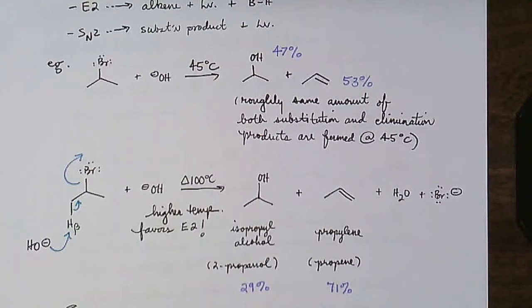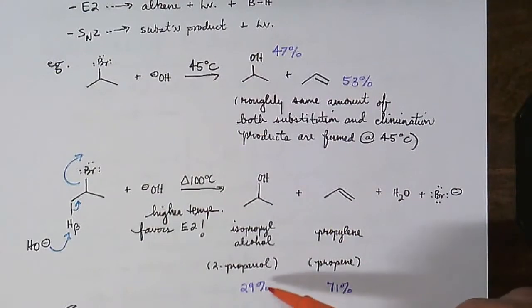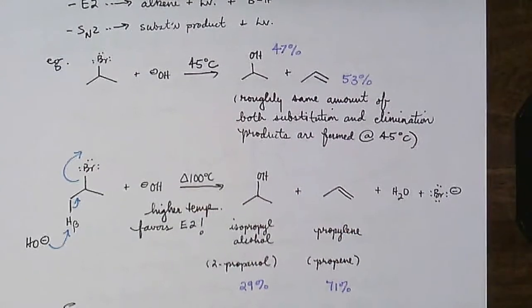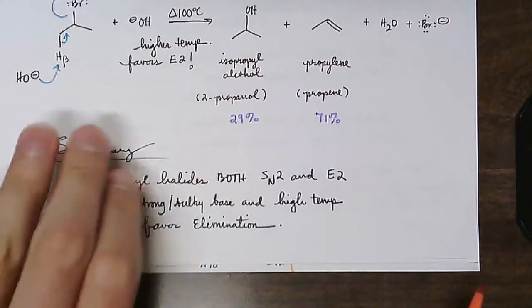However, if you then take the same reactants, but you heat them to about 100 degrees, we see that hydroxide acts primarily as a base and favors E2. So here we've stacked the deck and we get 71% of the E2 propylene product and only around 30% of our substituted product, isopropyl alcohol. So our summary is that secondary alkyl halides undergo both SN2 and E2, but if you have a strong, bulky base and high temperatures, E2 elimination will be favored.